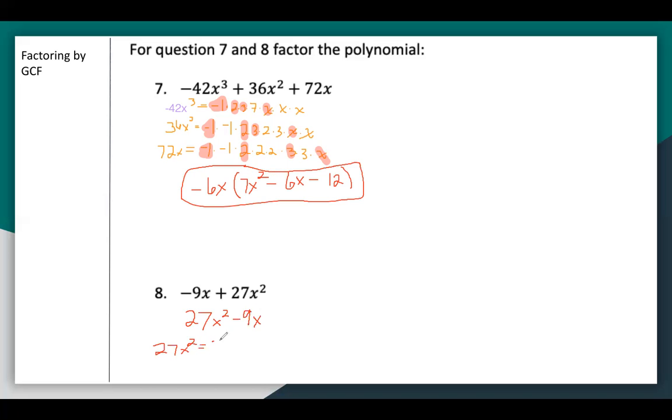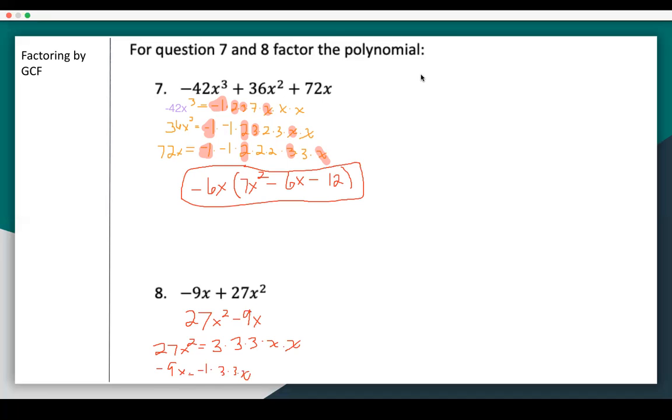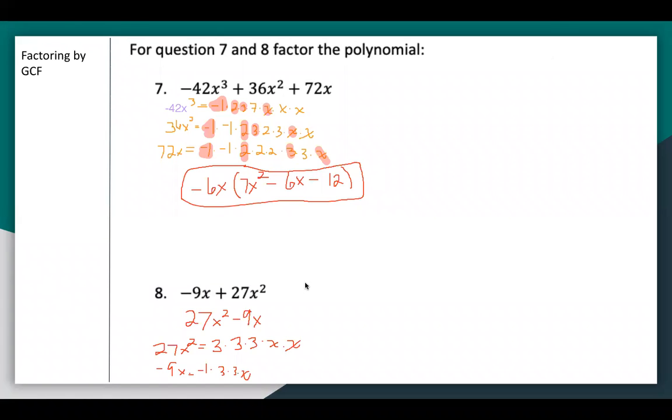is going to be, well, 27 is 3 times 9, but 9 is 3 times 3, and then x times x. And then -9x is going to be -1 times 3 times 3 times x. Okay. And now what is the greatest common factor? The greatest common factor is 3, 3, x.